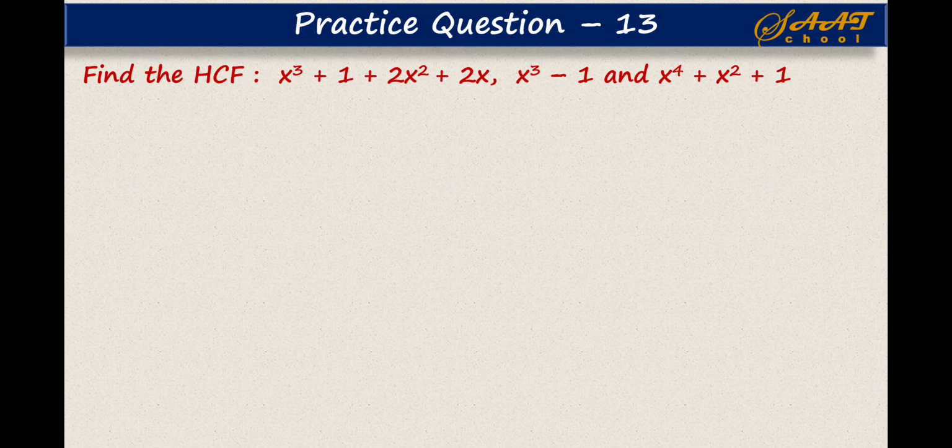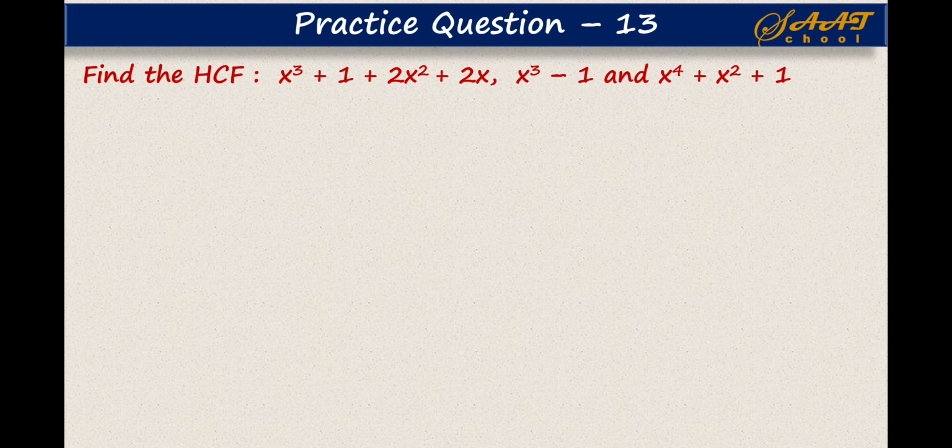This is practice question 13. The first expression is x cube plus 1, which is in the form of a cube plus b cube. And my bad, the first expression is x cube plus 1 plus 2x squared plus 2x. So you look for two terms. The first two terms, x cube plus 1, are in the form of a cube plus b cube. In the last two terms, 2x is common.